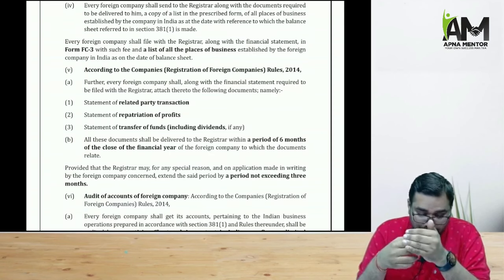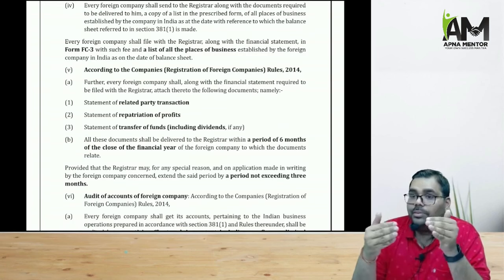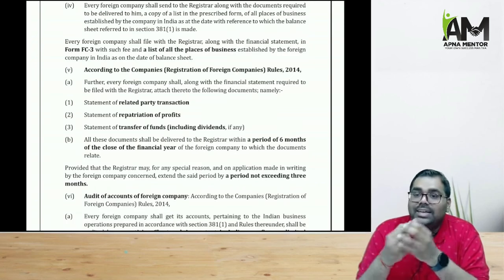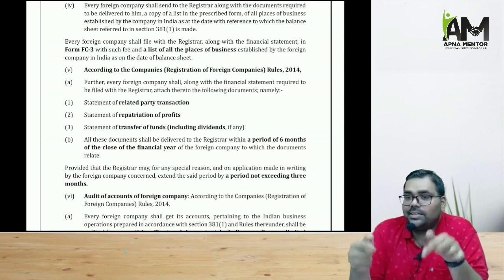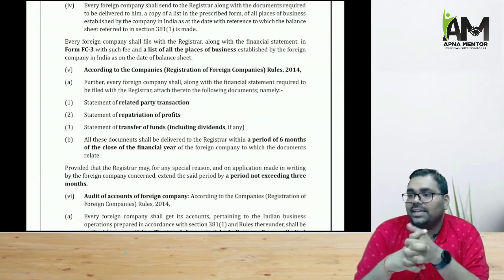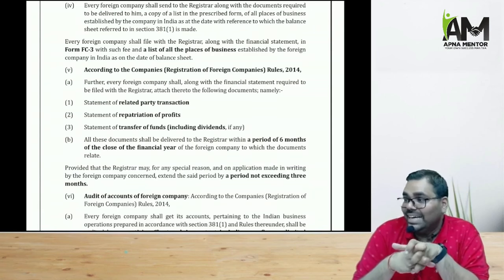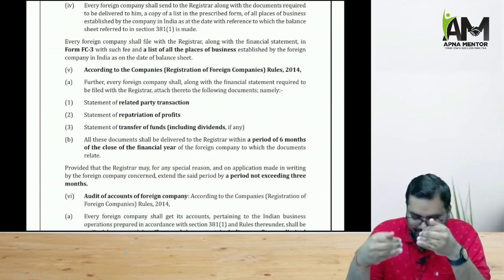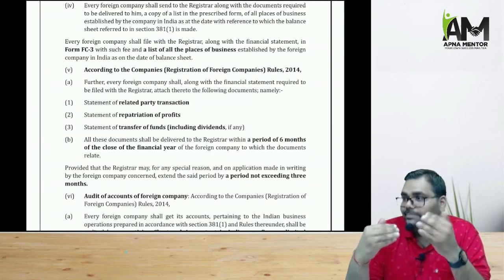Document number 2, statement of repatriation of profits. What do we mean by this? Statement of repatriation of profits. Repatriation means taking the profits out of India. Write down the meaning in bracket. Repatriation means taking the profits out of India.